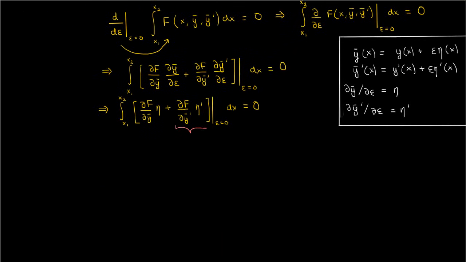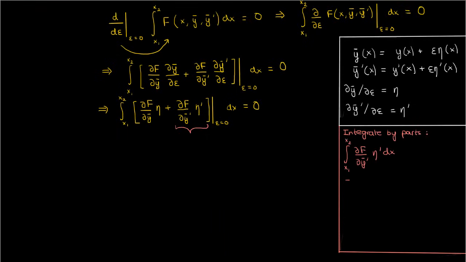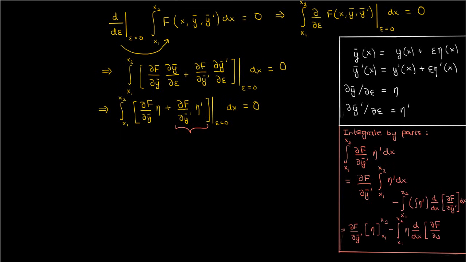We'll take the second term in this integral and integrate it by parts separately. We'll have the first function, which is the partial of capital F with respect to y bar prime, times the integral of eta prime with respect to x, minus the integral of eta prime, times the derivative with respect to x of partial f partial y bar prime. And of course our limits of x1 and x2 would still be there. The integral of eta prime is just eta, so let's just plug that in.